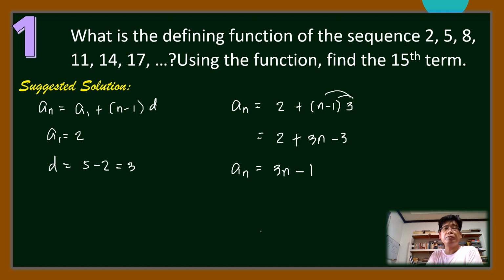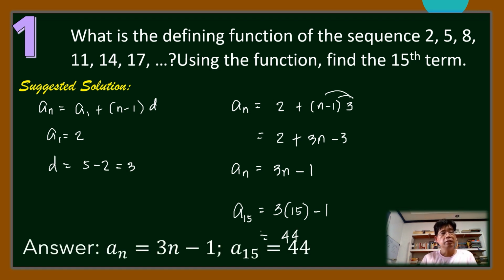To find the 15th term, that is n is equal to 15, so a sub 15 is to substitute n equals 15 to the defining function. We have 3 times 15 minus 1, and this is equal to 45 minus 1, that's 44. The answer, the function is a sub n equals 3n minus 1, and the 15th term is 44.